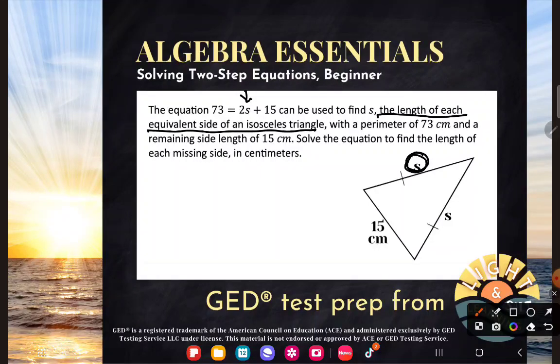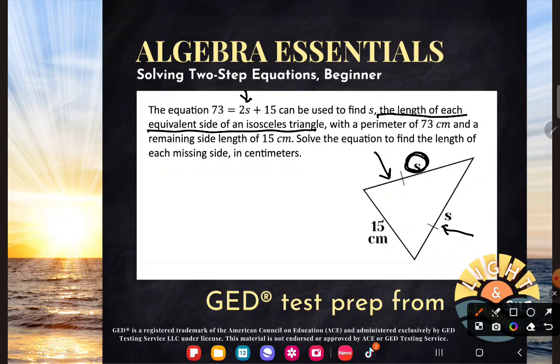So if I find out what number s is, I've just found out how long this side is or that side is. You don't really have to understand what isosceles means in order to understand this problem, but all I'm saying by that is that there's two sides that are the same length. In this case, they're both some mystery number s long. With a perimeter of 73 centimeters and a remaining side length of 15 centimeters.